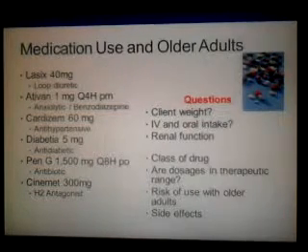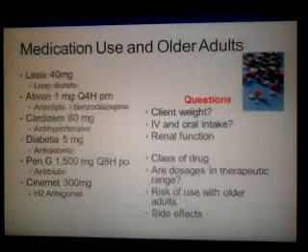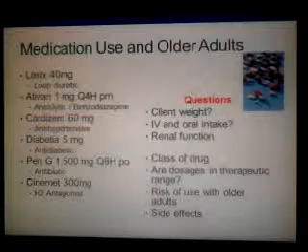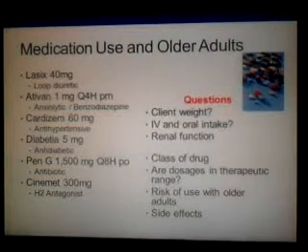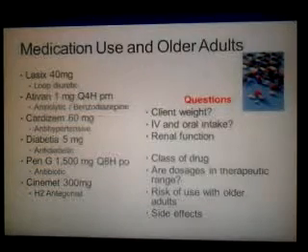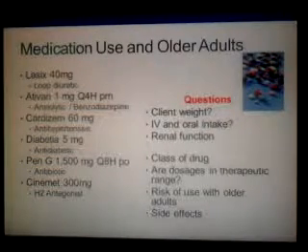For example, Lasix is a loop diuretic, and yet we know that it hinders the effects of an oral anti-diabetic medication. So I want to generate a conversation with the students that there are complications and risks to each medication.